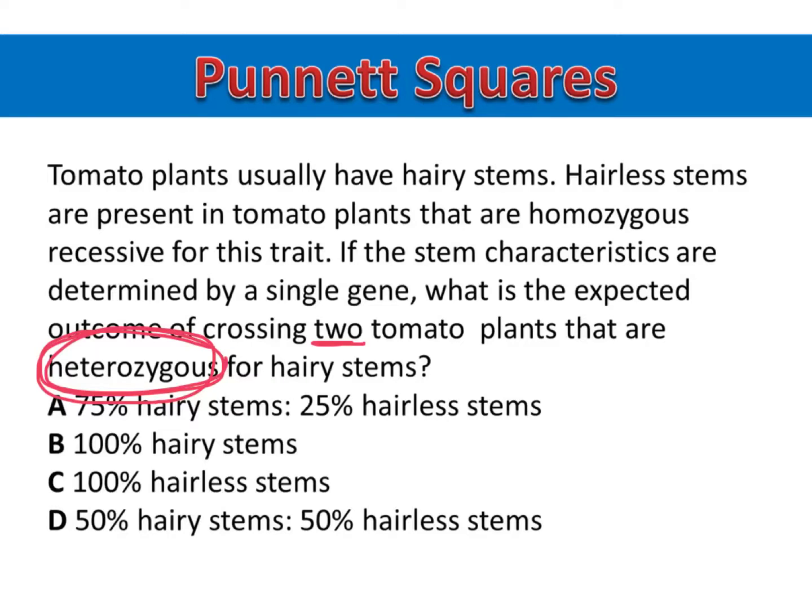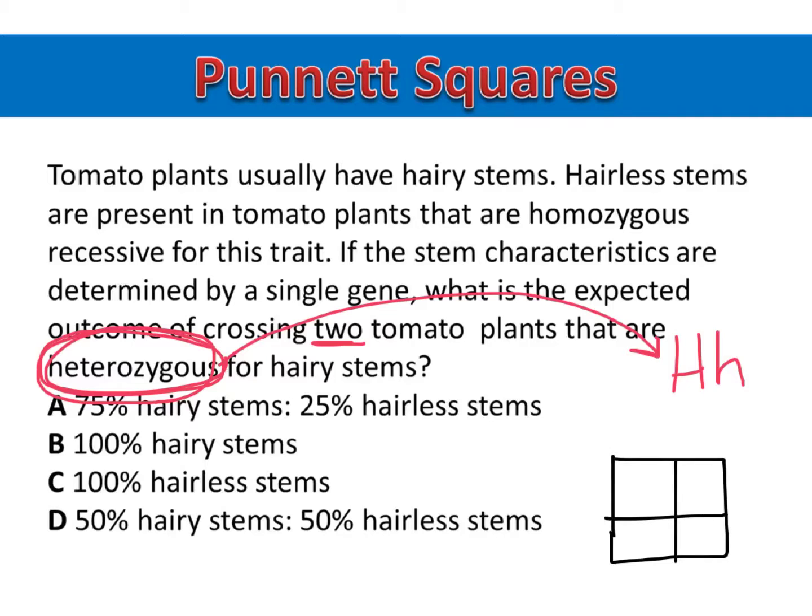But here's the thing. It doesn't matter. You can use any letter you want. And since I'm talking about hairy and hairless, H seems to make the most sense. So I'm going to use H, and it tells me that they're both heterozygotes, so that means big H, little h. And so knowing that they're both heterozygotes, I can make my Punnett square. I'll have one heterozygote across the top and one down the side, and then I'll fill it in.